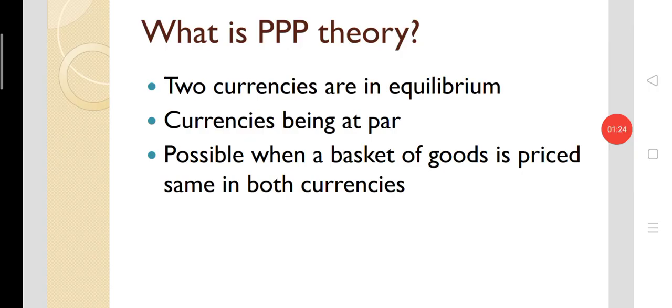So, what does the purchasing power parity theory say? As per the purchasing power parity theory, the two currencies would be in equilibrium, the currencies being at par. It doesn't mean that the two nations' currencies are measured in equal units or equal absolute unit. That is not at all right. But what purchasing power parity theory says is that the two currencies would be in equilibrium depending on the price level in two nations.